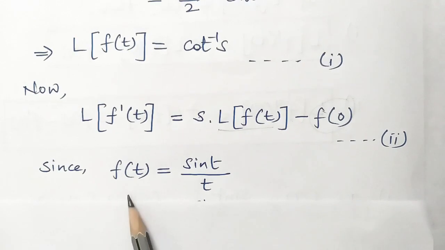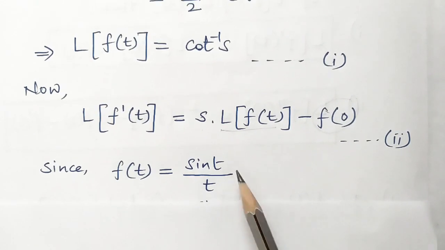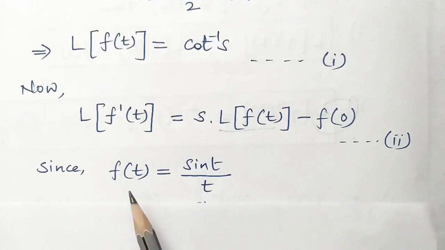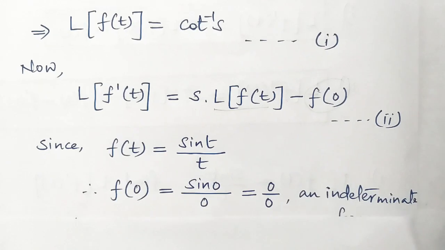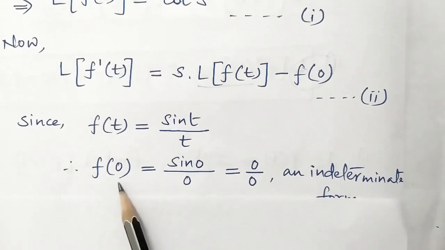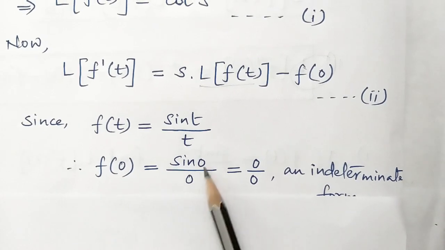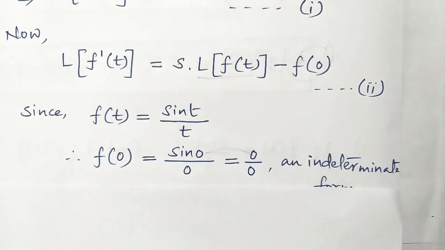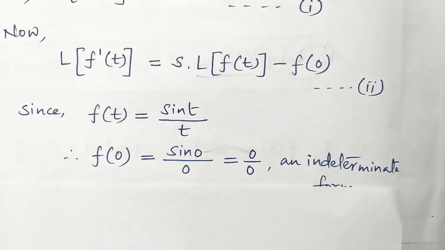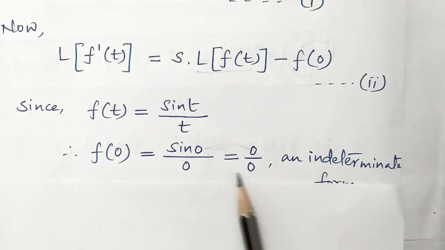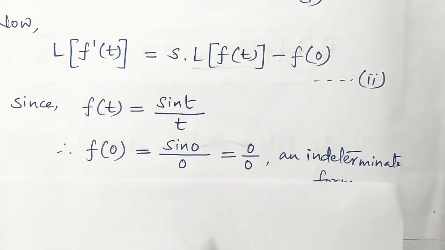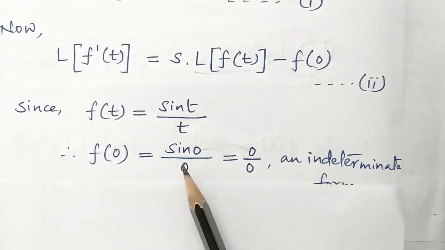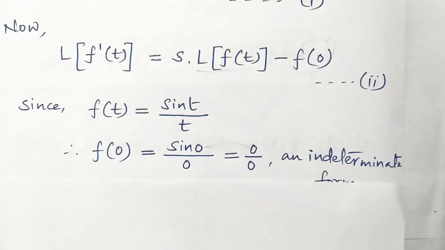Since f(t) as per the given function is sin t divided by t, f(0) is obtained by substituting t equal to 0. Then we obtain f(0) as sin 0 divided by 0, and sin 0 has a value 0, so 0 divided by 0, which is an indeterminate form because 0 divided by 0 cannot be evaluated further. Whenever we come across an indeterminate form, we can use L'Hopital rule: differentiate both numerator as well as denominator, and once again substitute t as 0.